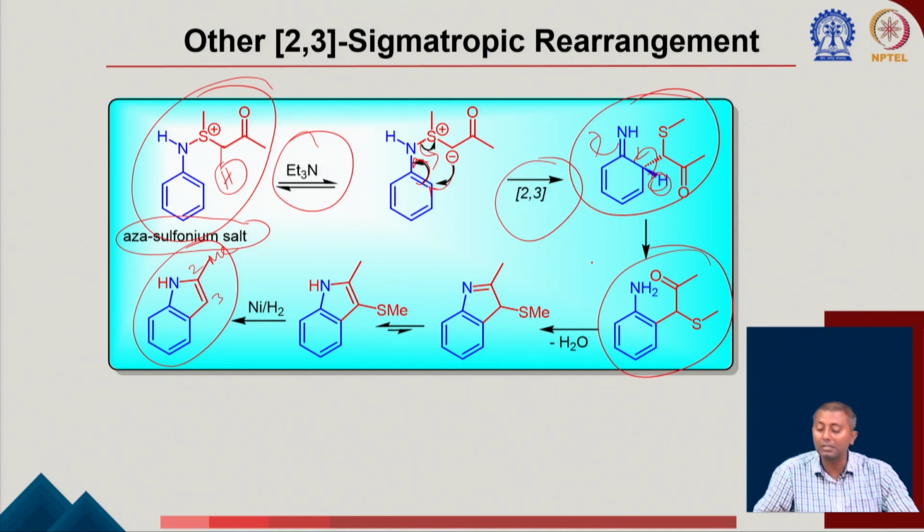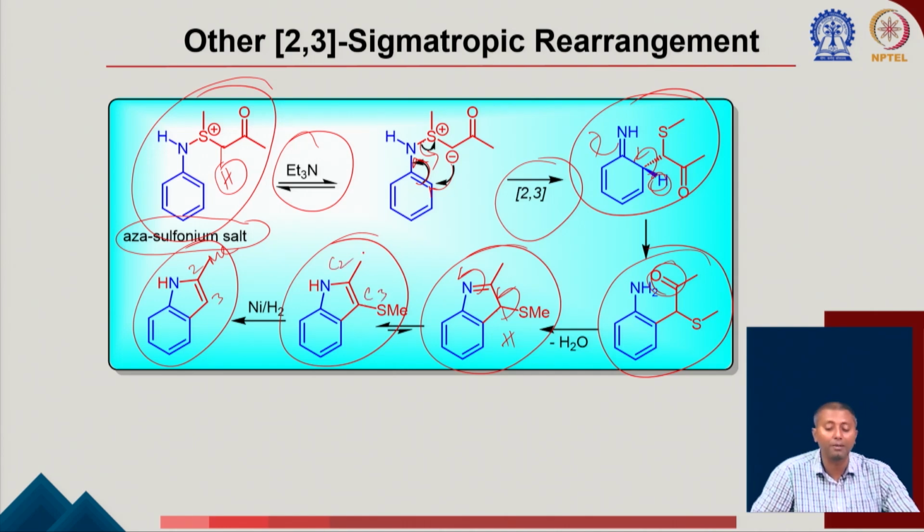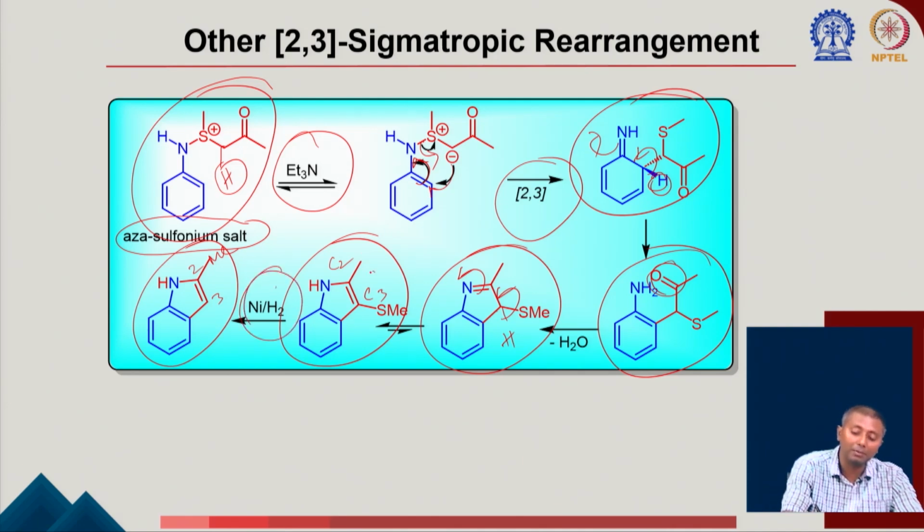And now you can see you have an amine and you have a carbonyl group. So they will condense to form an imine, and finally this proton will go to form an NH here. Now you can clearly see you have an SMe group at the C3 position and the C2 position having a methyl group. Now once you treat with Raney nickel and hydrogen, this is going to cleave the carbon sulfur bond to form the 2-methyl indoles. Okay.